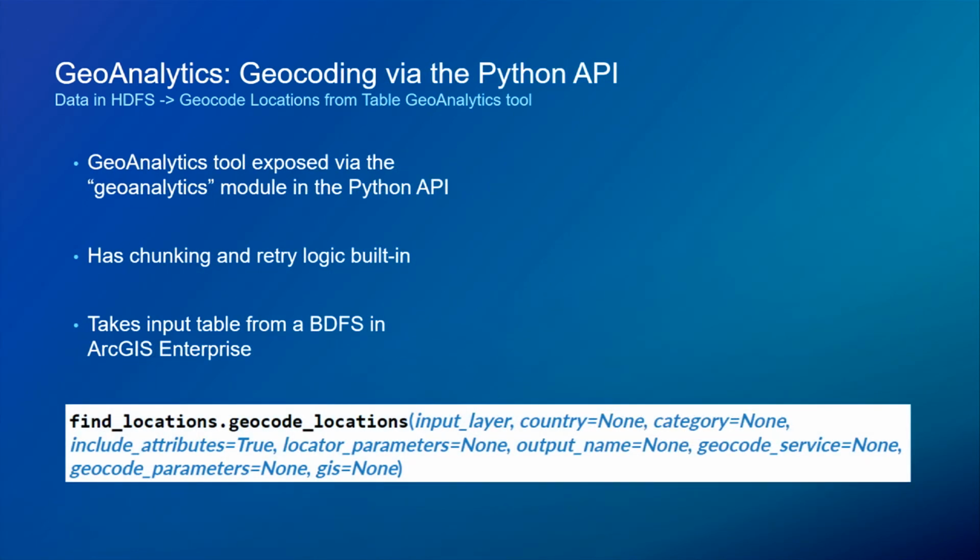There are other ways to call the GeoAnalytics function. Another way is using the Python API. So the GeoAnalytics tool is exposed via the GeoAnalytics module in the Python API. Again, this operation has all the chunking and retry logic built in, and it takes an input table from the big data file share in ArcGIS Enterprise.